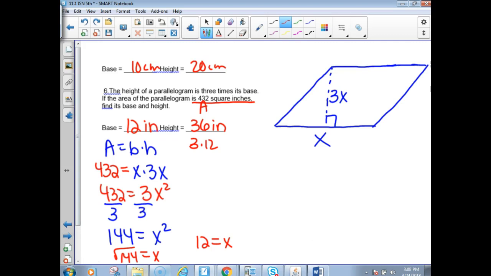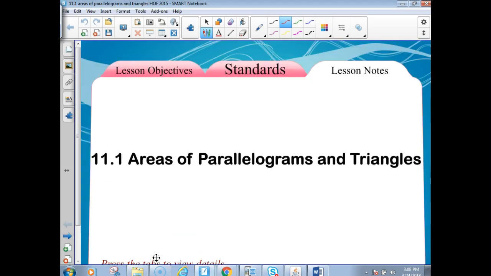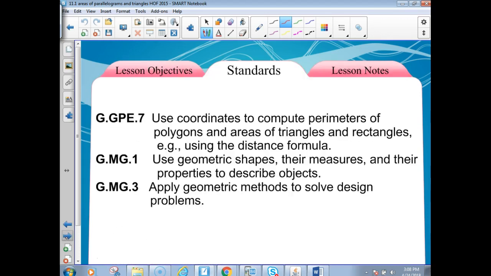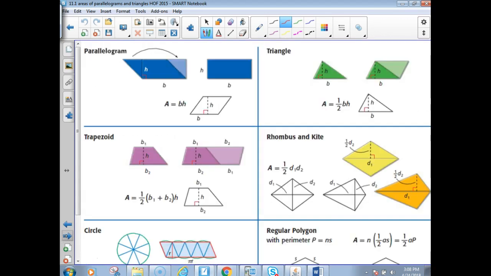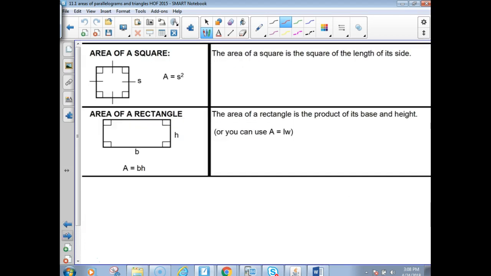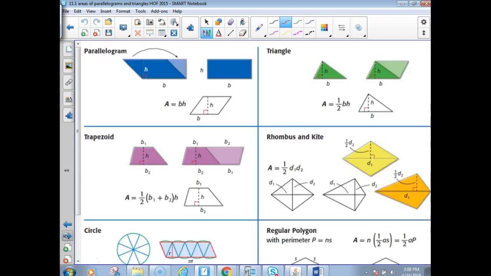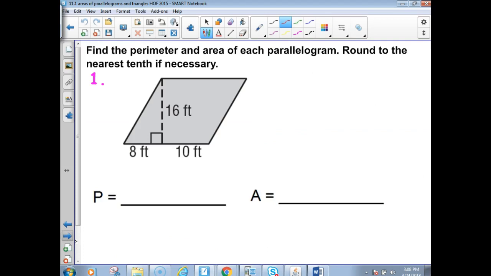Okay, that's it for our notes for today. So let's go to our packet. You've got all your formulas in the very beginning. That's all this stuff is. Let's go to some concrete problems and do some more together.